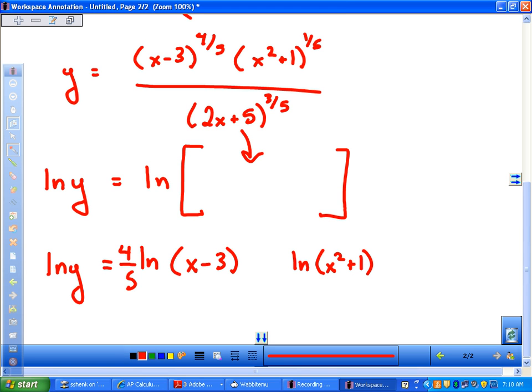And what are we going to be able to do with the 1/5? Put that out in front. And then we're going to have a natural log of 2x plus 5 to the 3/5. And where are we going to be able to put that 3/5? Out front. Now, what is the sign that's going to connect these two? Plus. What's the sign connecting here? A minus. The plus was from the multiplication, the minus was from the division. All right with what we've done there?